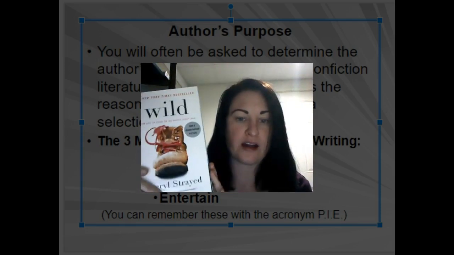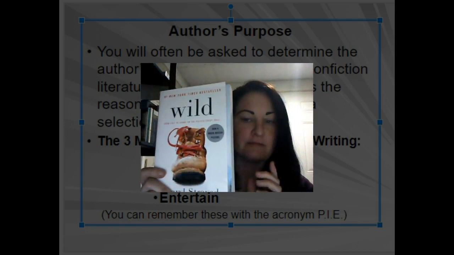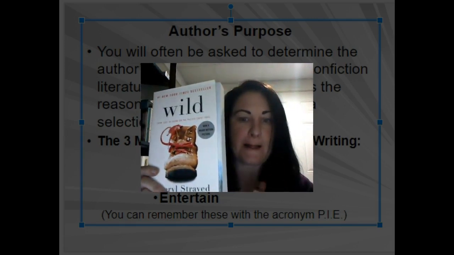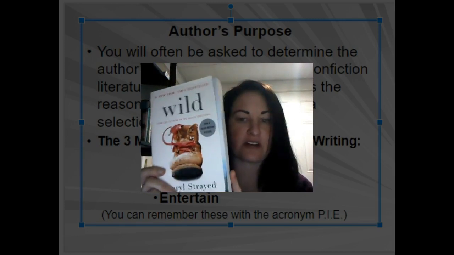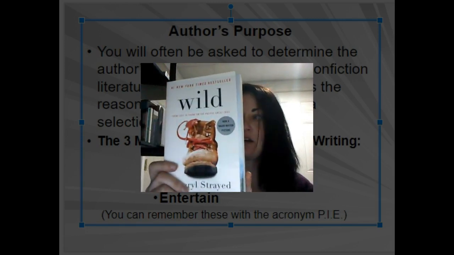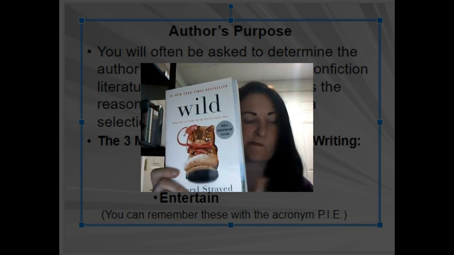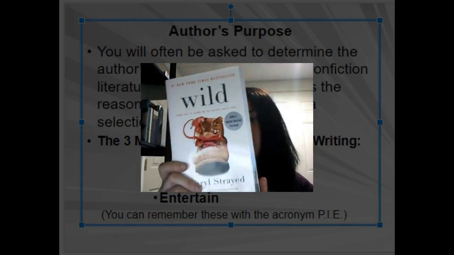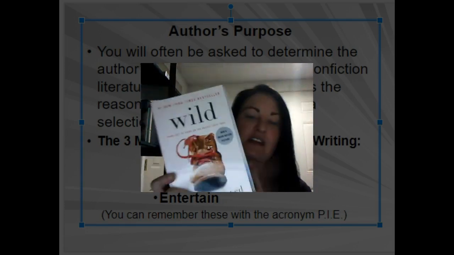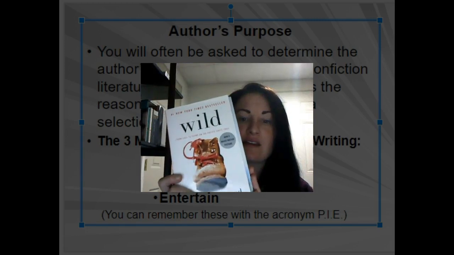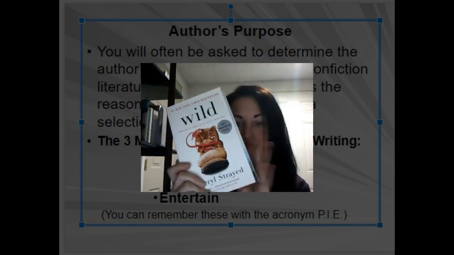This book right here, Wild, by Cheryl Strayed. Oops, I'm going the wrong way. I don't have good spatial awareness. Not only a bestseller, but also has become a motion picture. Not Renee Zellweger. Whatever her name was. I forget who it was. She starred in this. This is a memoir. This is an amazing piece of narrative nonfiction.